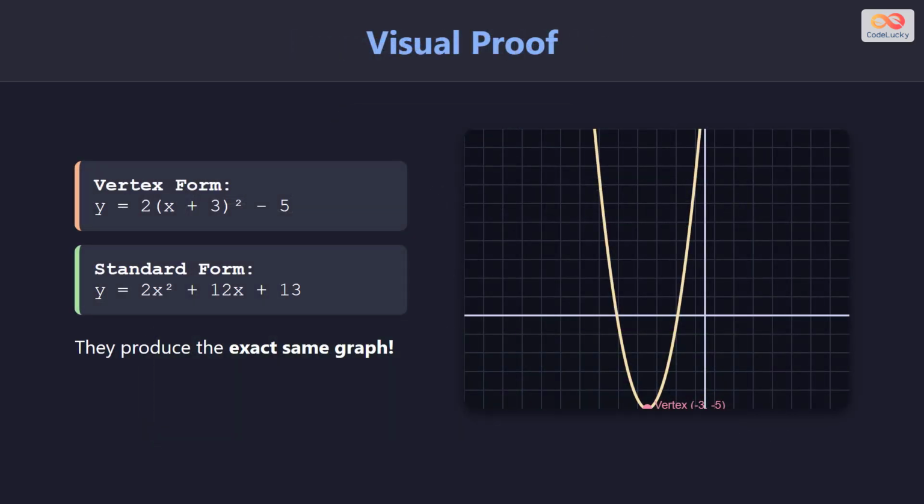It is important to understand that we haven't changed the parabola itself, only the way the equation is written. As you can see here, if we graph the original vertex form equation and our new standard form equation, they produce the exact same curve. They are equivalent.